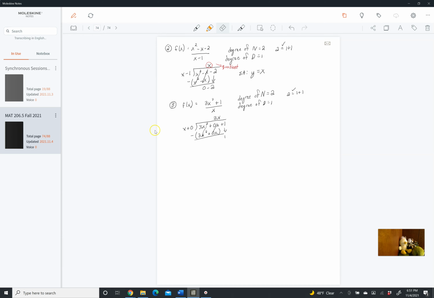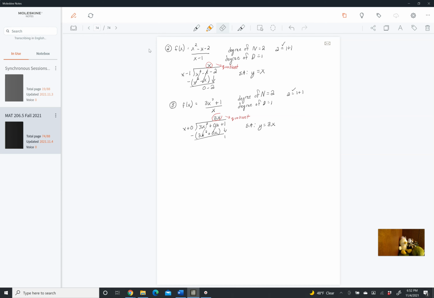Okay? The degree of the divisor is greater than what we have down here. The 3x is the quotient. So our slant asymptote is that y equals 3x. Okay, and keep in mind that for each of these three examples, that means there is no horizontal asymptote. If there's a slant asymptote, there is no horizontal asymptote.